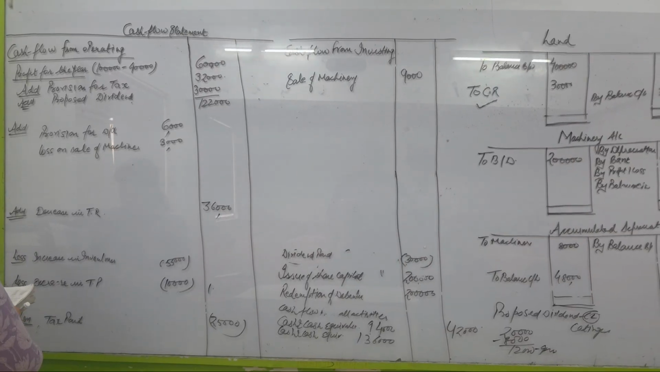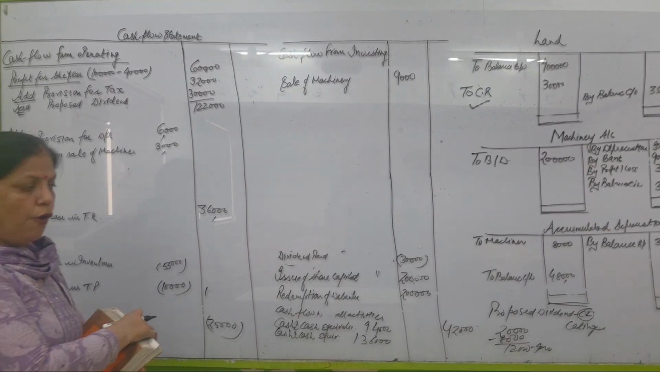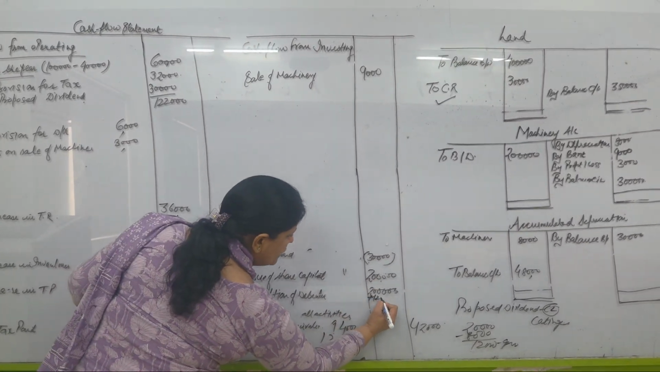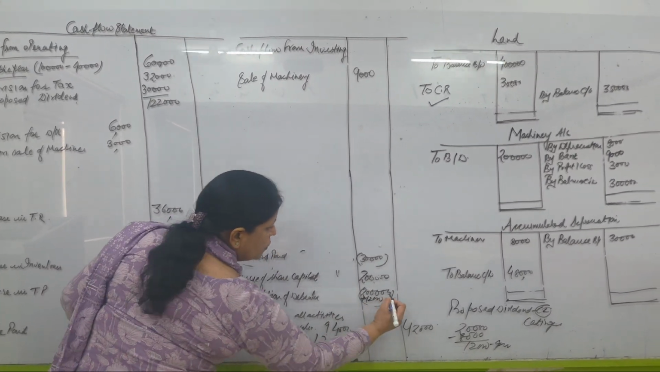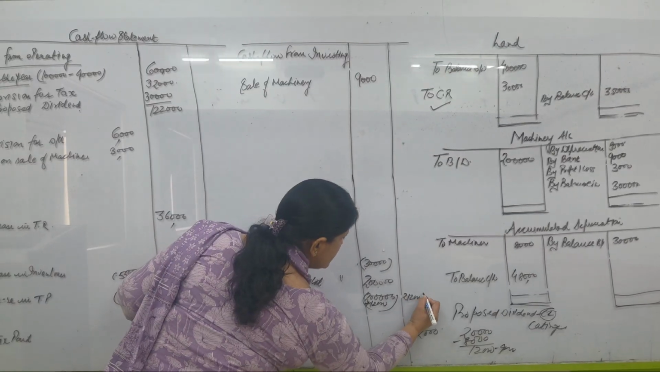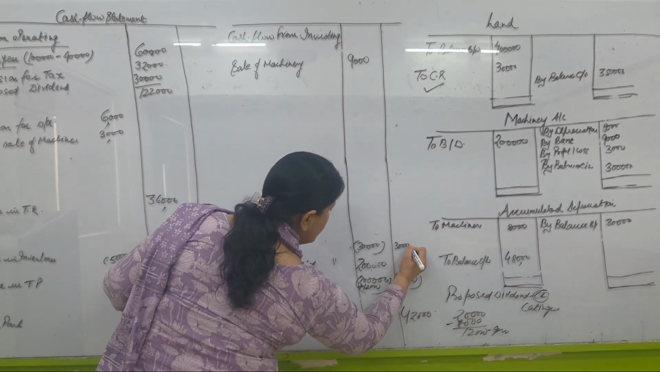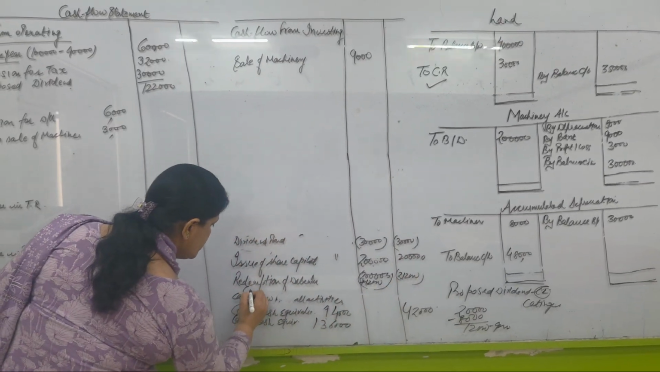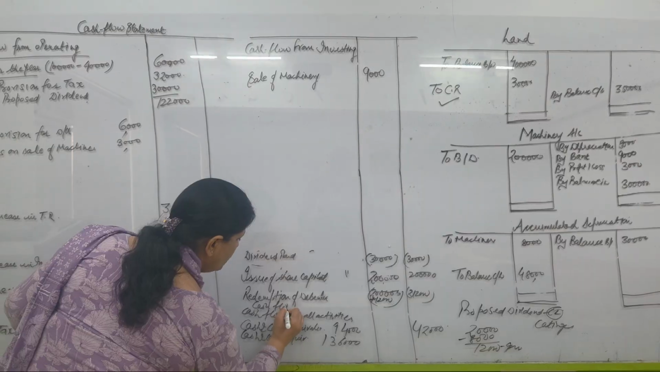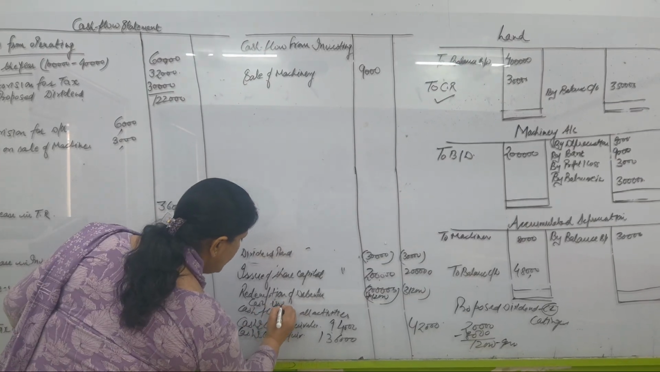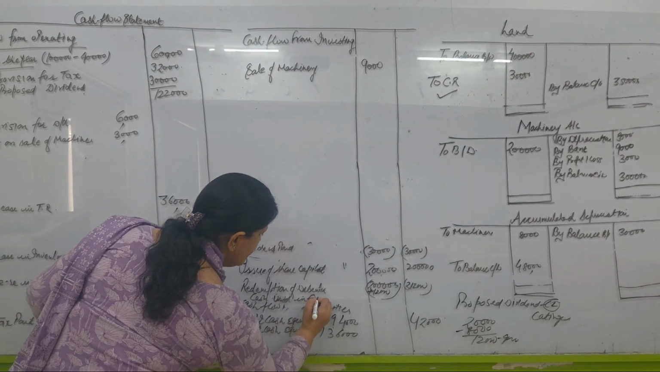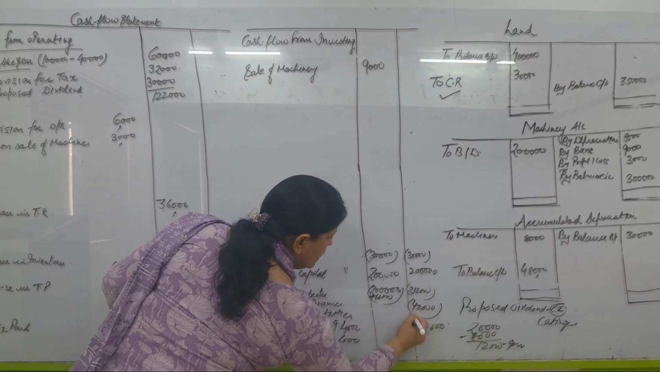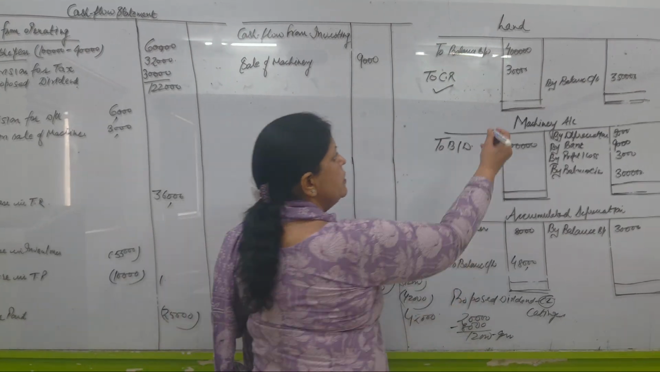Next, debentures redeemed at a premium of 6%. Debentures 2 lakh, add 12,000. 2 lakh 12,000 minus 30,000 minus 2 lakh plus cash flow, cash used in financing, that is 42,000. Now close all the accounts.